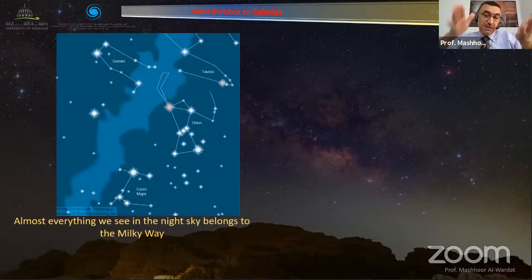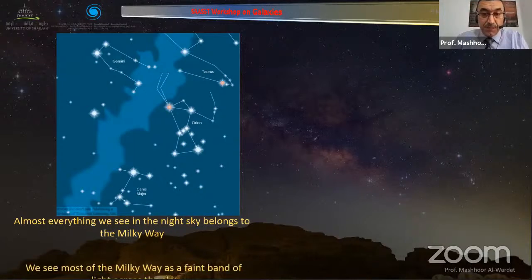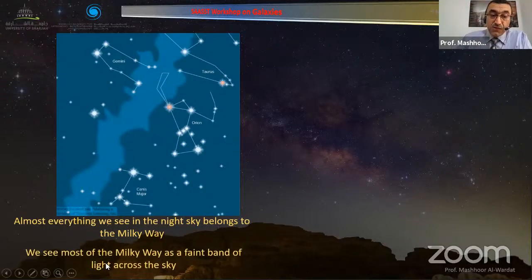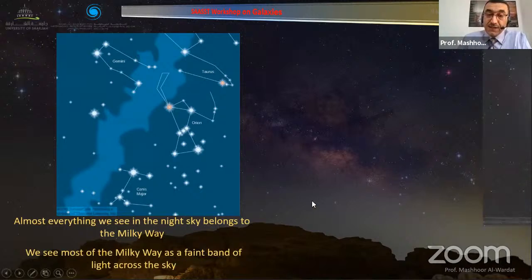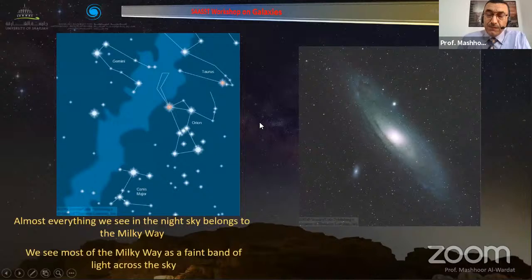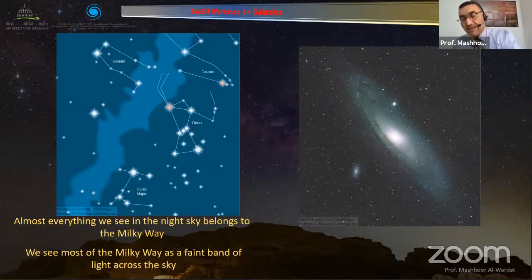Now in summer, we see it between Scorpion and Capricorn, exactly through Sagittarius. We see most of the Milky Way as a faint band of light across the sky. The dark parts are due to the gas and the dust in the galaxy.